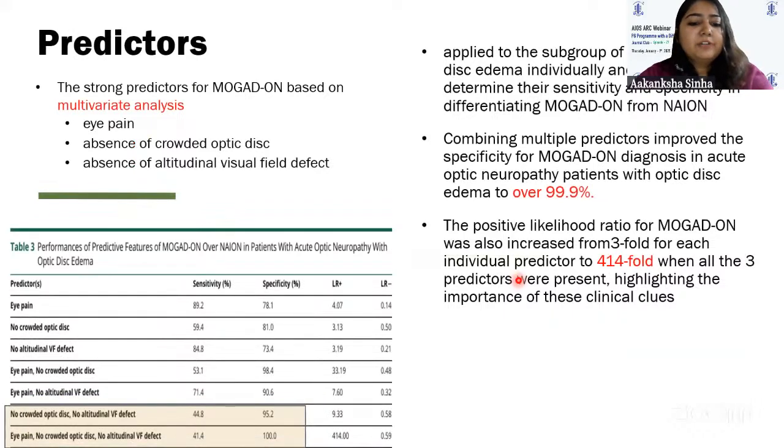So after conducting a multivariate analysis, they came to a conclusion that these three were strong predictors for MOGAD. That is eye pain, absence of a crowded optic disc, and absence of an altitudinal visual field defect. They conducted the study on a subgroup of patients with optic disc edema, and combining these three features led to an improvement in specificity of this disease, that is MOGAD, to over 99.9%, and the positive likelihood ratio also increased to 414.